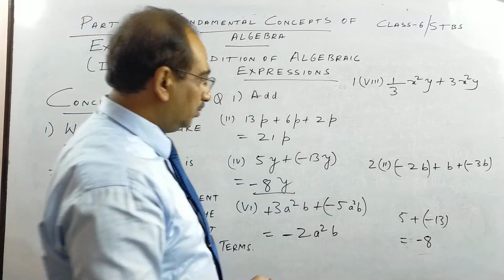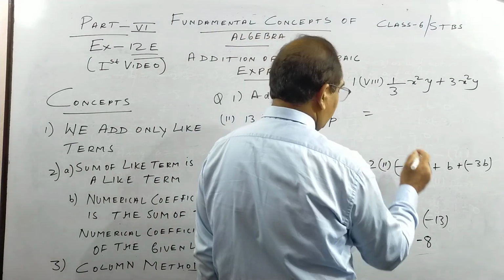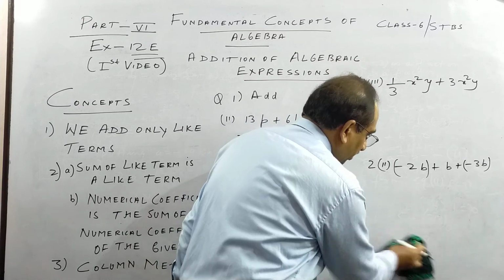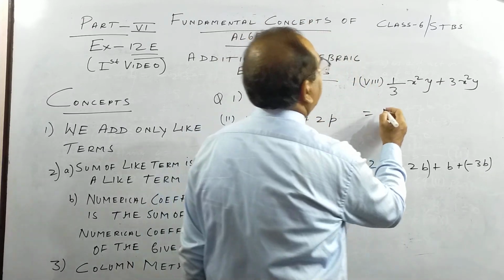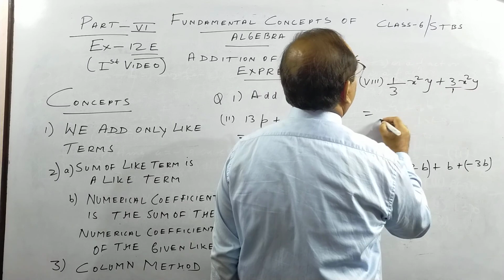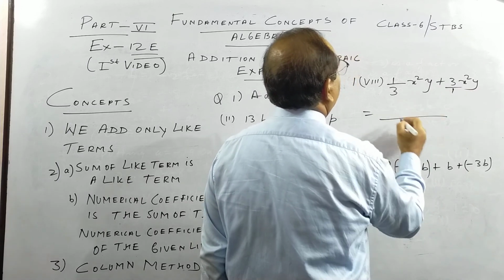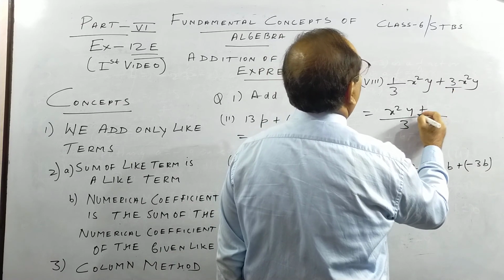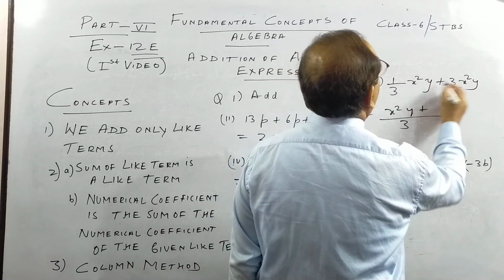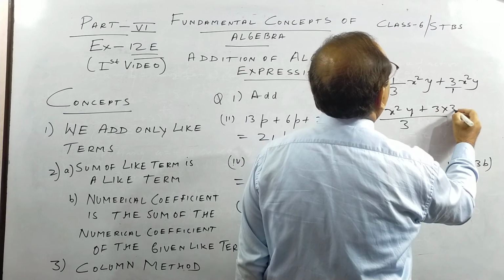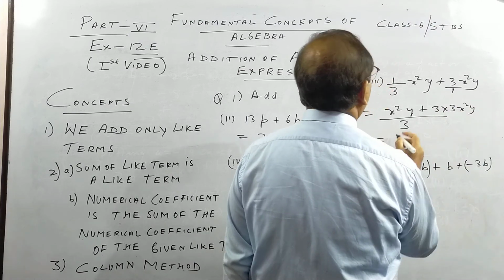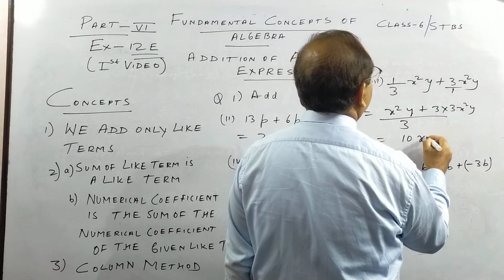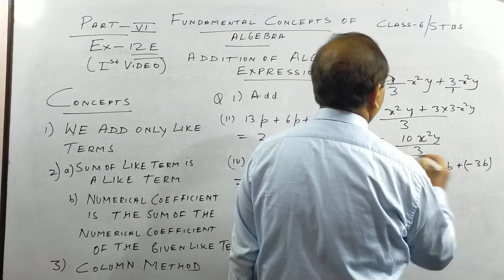Okay, so next one you see here, we have a fraction and a number. So please see this one here. We take LCM as 3, which will go 1 time, and 1 will go 3 times. So this will be 3, and 1 will go 3 times, it will be multiplied with 6. So finally, children, we get 1 plus 9 is 10, so 10xy square by 3.